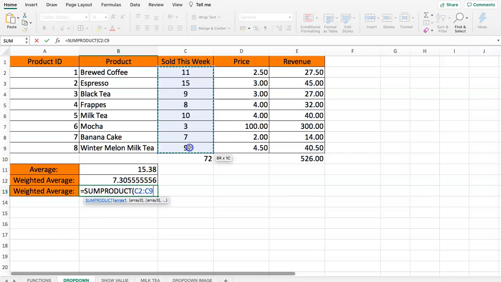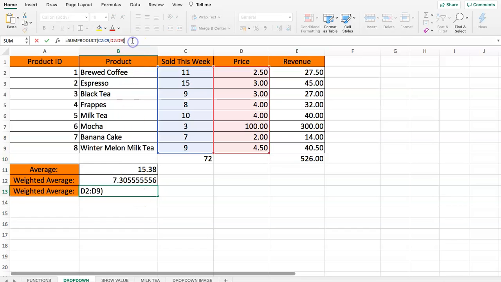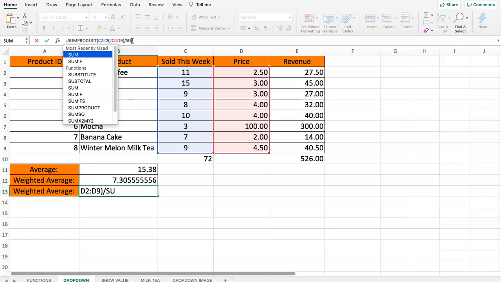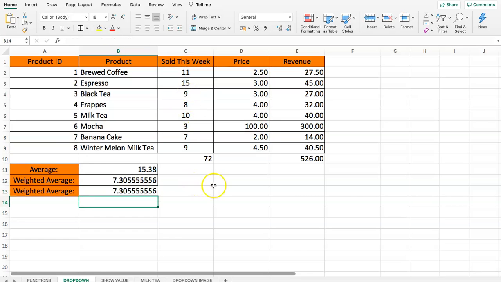We select all of the items that have been sold, comma, the matching price, enter, and now we get the matching total revenue. We're not done yet. What we have to do is divide this by the sum of the total sold products. Enter, and there you are. There you get the weighted average. On average, customers spend $7 on a product. And this is how you do it.